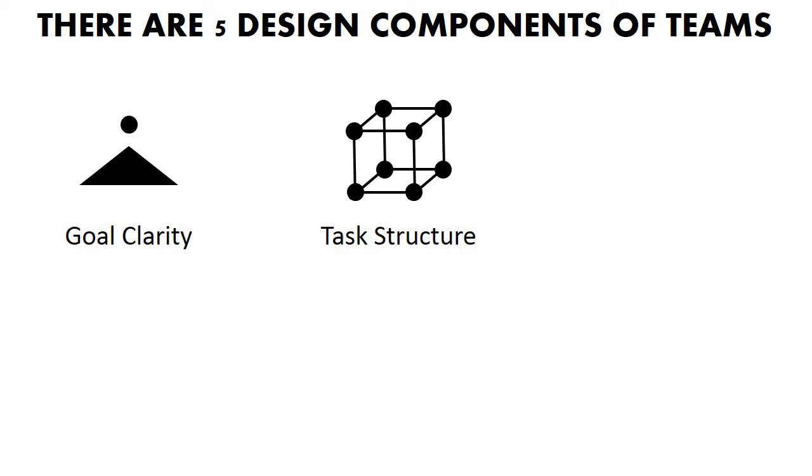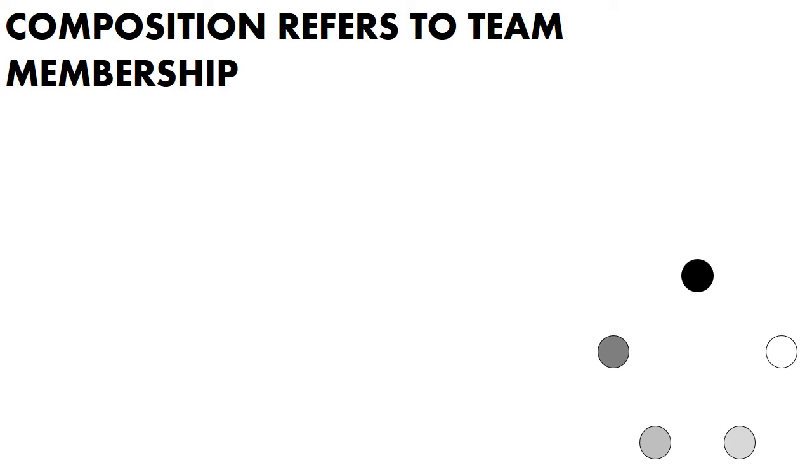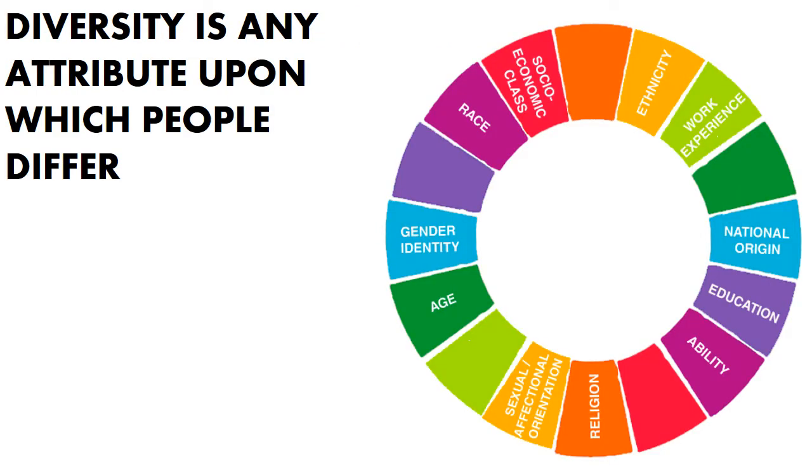We're talking about the 5 design components of teams. We talked about goal clarity. We talked about task structure. The next thing we're going to talk about is team composition. Composition refers to who's on the team. So when we talk about team membership or team composition, we're really talking about diversity. And diversity is any attribute upon which people differ.